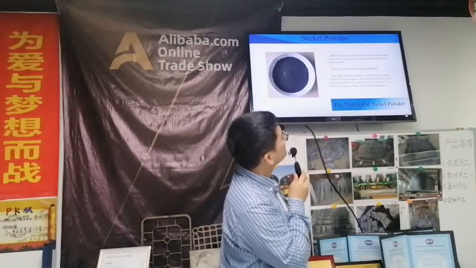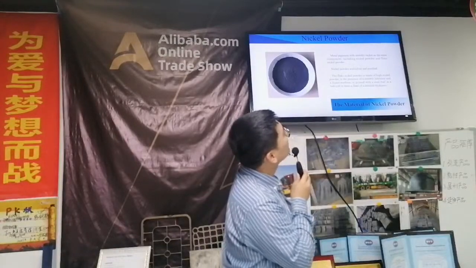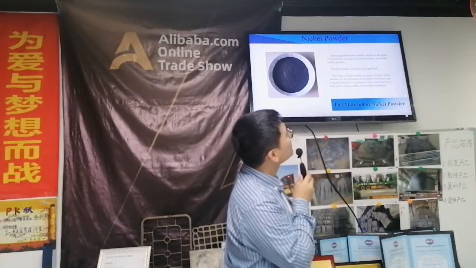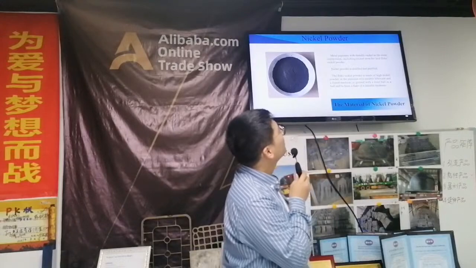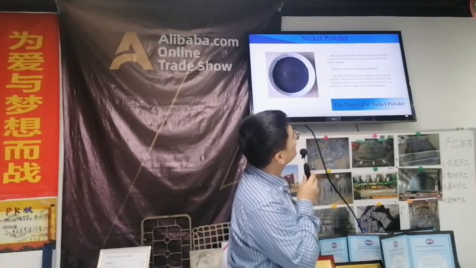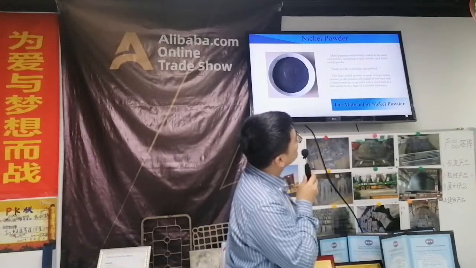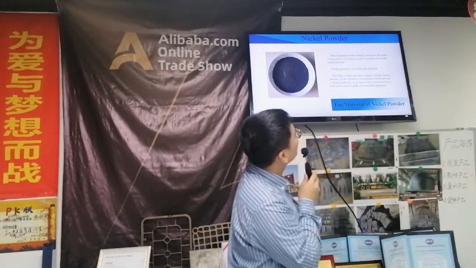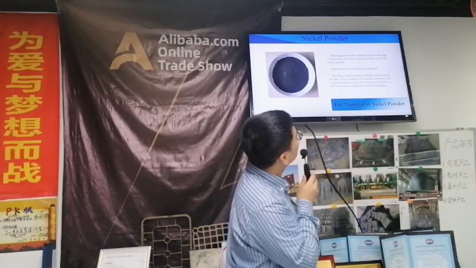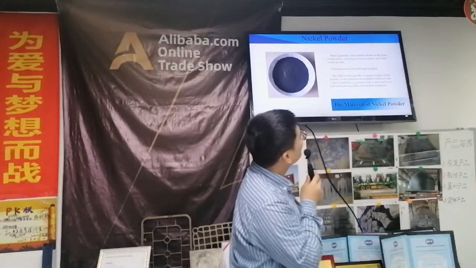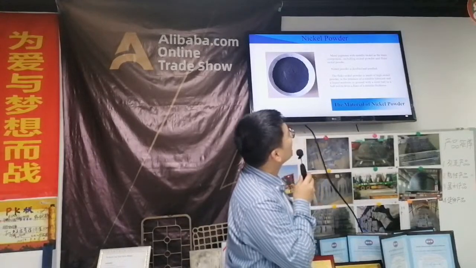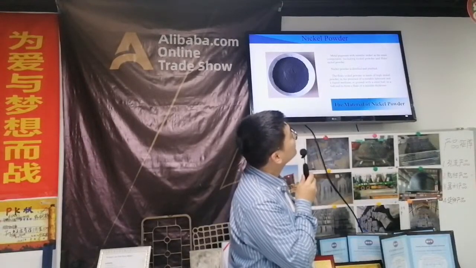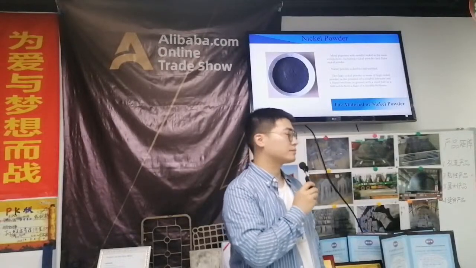Nickel powder is distilled and purified. This flake nickel powder is made of high nickel powder in the process of adding suitable lubricant and liquid. It's ground with steel balls in a ball mill to form a plate of suitable thickness.